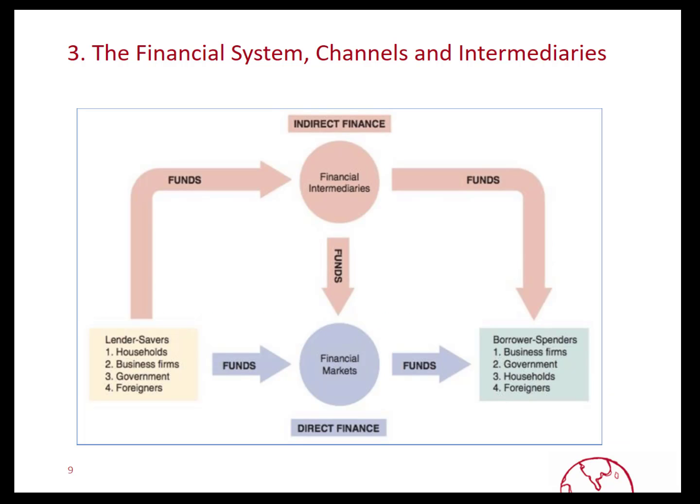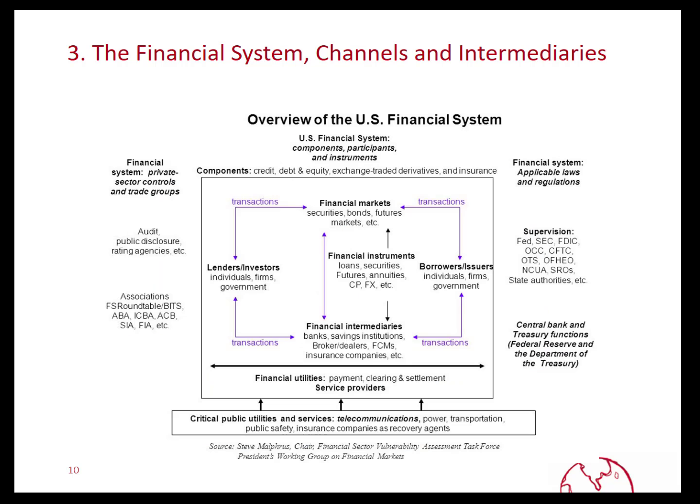There are many different pictures that you can find on the internet of a financial system. Here is one showing the flow of funds either through financial intermediaries or through financial markets from lenders or savers to borrowers and spenders. Here's another, more complicated picture that looks at the US financial system.